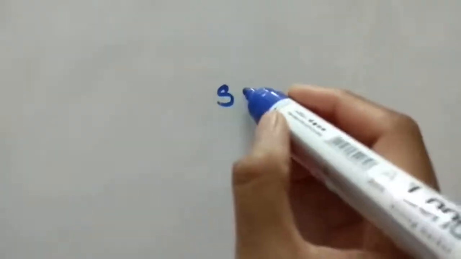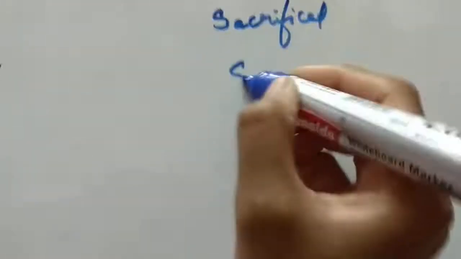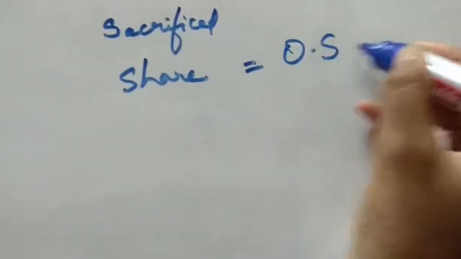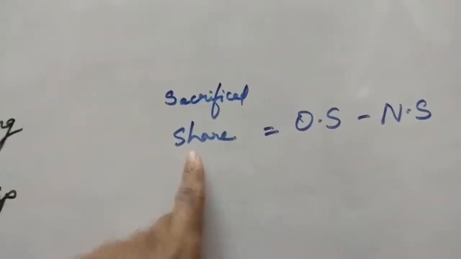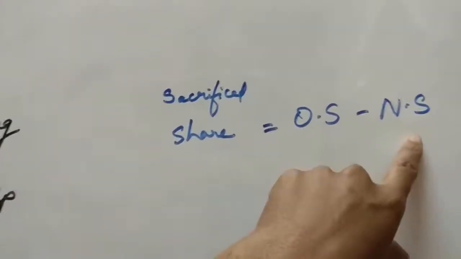We found the sacrificed share formula was old share minus new share. I've just written the short form: sacrificed share is equal to old share minus new share. Could you all just observe the case of new share?